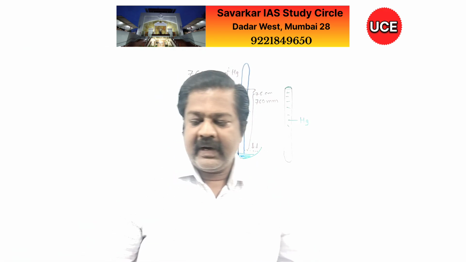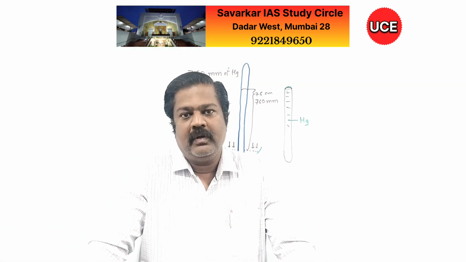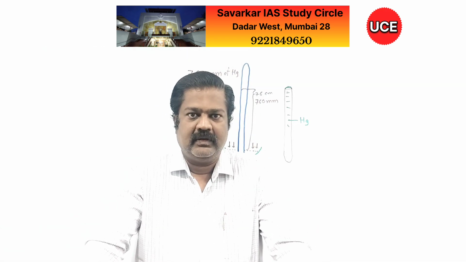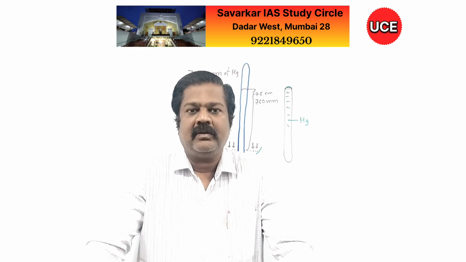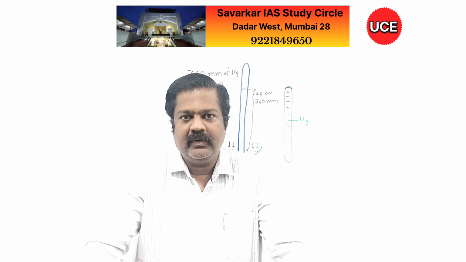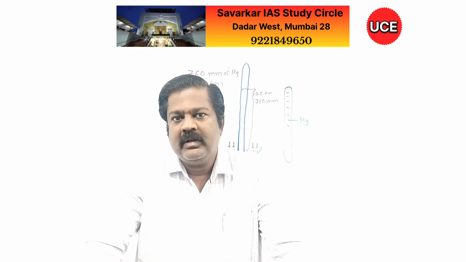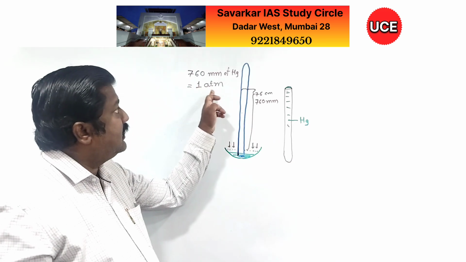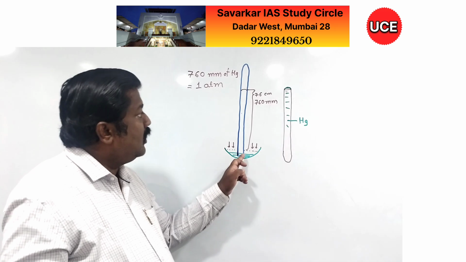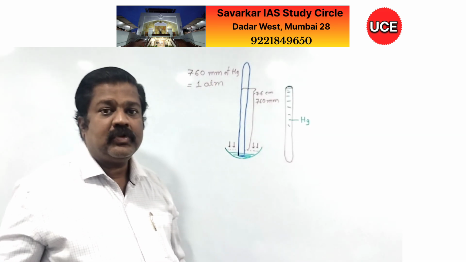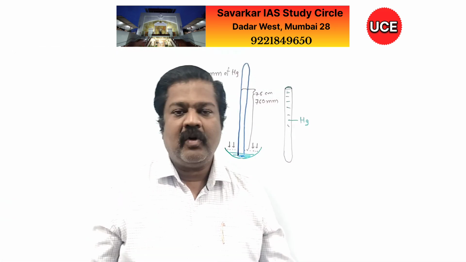You are aware that as we go to a higher altitude, pressure will decrease. That's why a lot of changes occur. But right now we are just considering the barometer and how pressure is calculated here. So on the barometer we get pressure in terms of 760 mm of mercury.